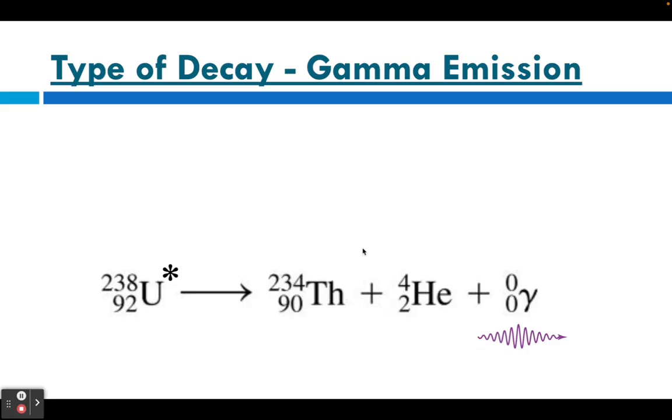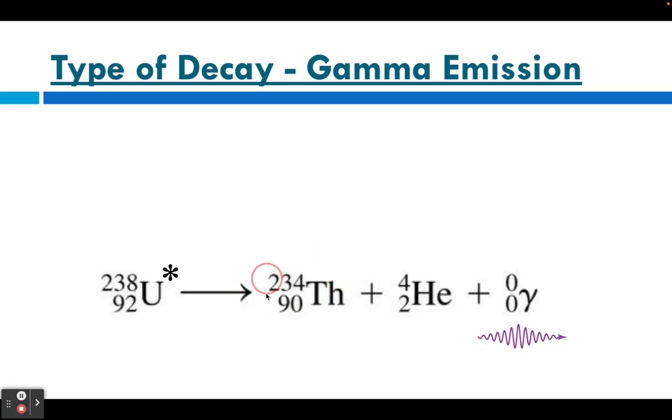Next is gamma emission. Gamma emission is where you have an element like uranium-238, and basically it releases energy. So gamma emission is energy. It's not a particle. It has no mass. You can think of gamma radiation as light. Light doesn't have mass. We don't think of it as particles, but in some way we do. We'll talk more later about that.